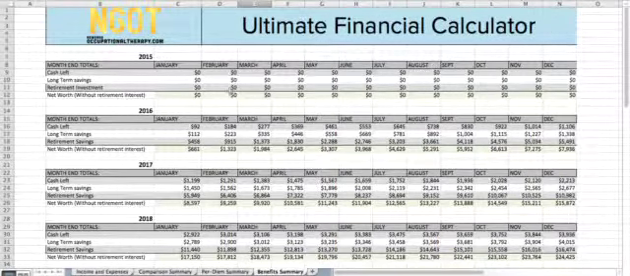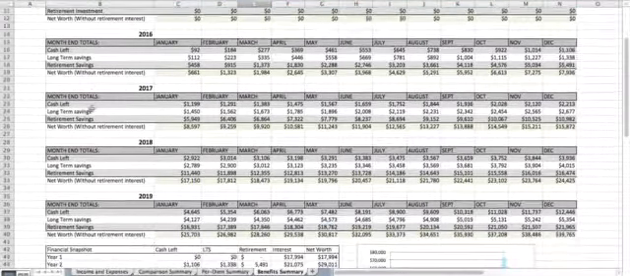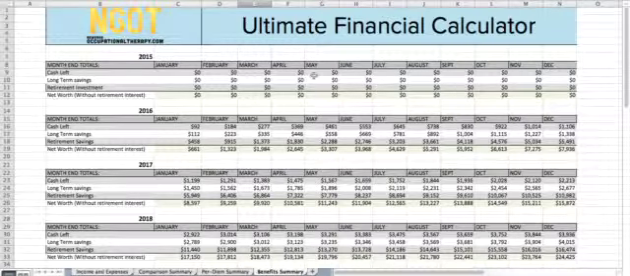Benefited summary is the same thing. It's just going from the information that you have in the benefited categories. And again, this will give you that same 5-year timeline to see what you have. So that's the ultimate financial calculator for you.